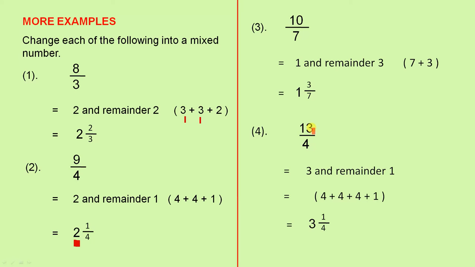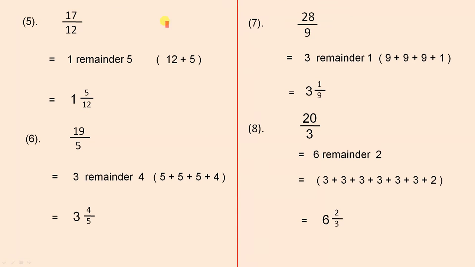4 divides into 13 3 times with a remainder of 1. So the answer is 3 1/4. 17 over 12. 12 divides into 17 once with a remainder of 5. That gives you 12, which goes in there once. There's your remainder of 5. So the answer is 1 5/12.